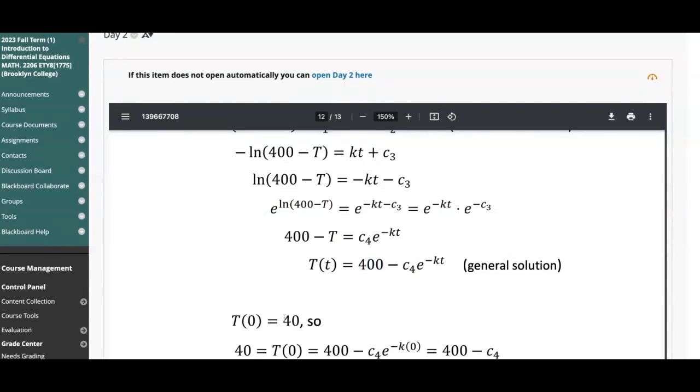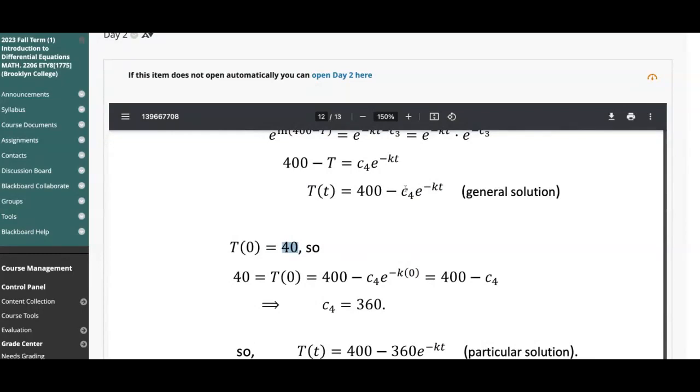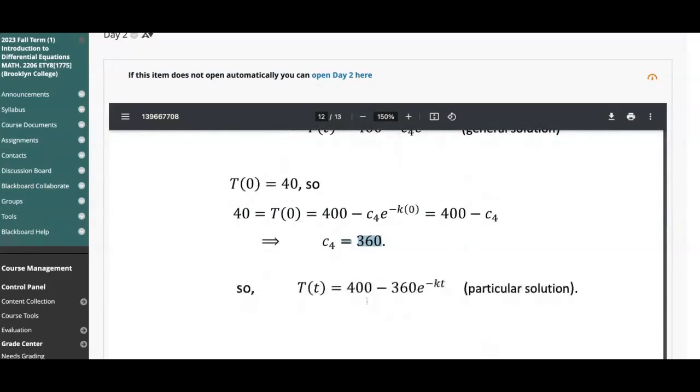With the initial temperature of 40 degrees Fahrenheit, we can get the constant value. We substitute in 0 for t, so we get the constant equals 360. So we get a particular solution, which is a function: capital T in terms of time t equals 400 minus 360 e to the negative kt. Any question? Let me know if I go too fast.